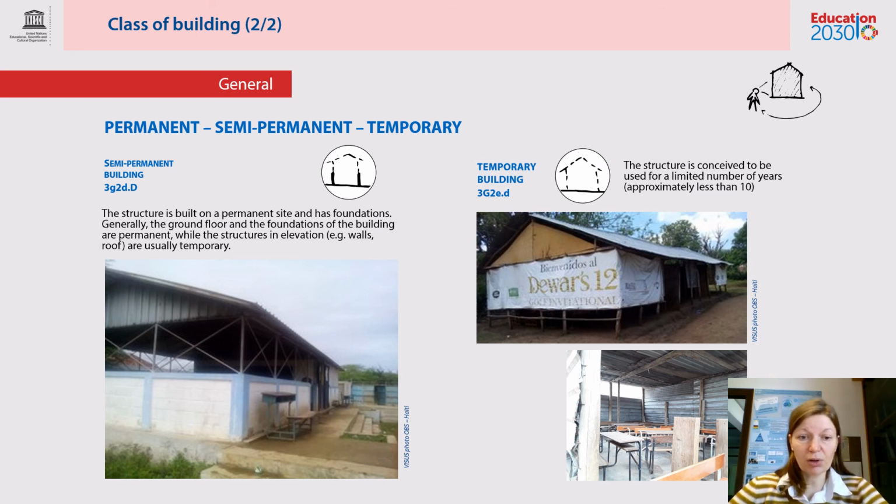This is an example of semi-permanent structure. Then there are the temporary buildings. So when the structure is conceived to be used for a limited number of years, approximately less than 10 years, and it's conceived to be quickly substituted. These are examples of temporary buildings.